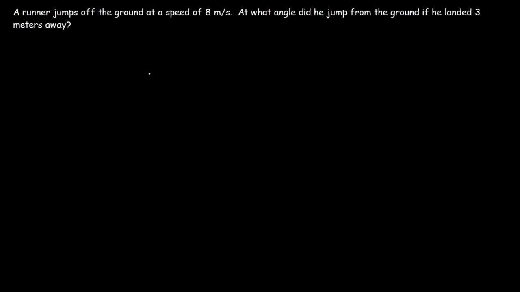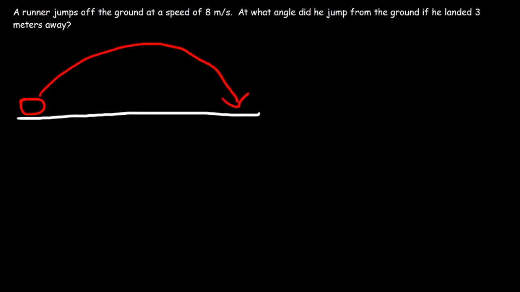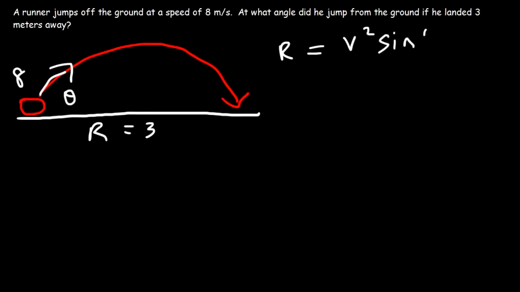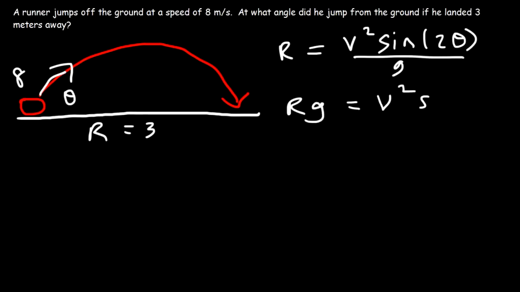A runner jumps off the ground at a speed of 8 meters per second. At what angle did he jump from the ground if he landed 3 meters away? So we can see that in this problem, the range is 3. We have the initial speed, which is 8, and we're looking for theta. So we can use this equation. R is equal to v squared sine 2 theta divided by g. So if we multiply both sides by g, we will get this expression.